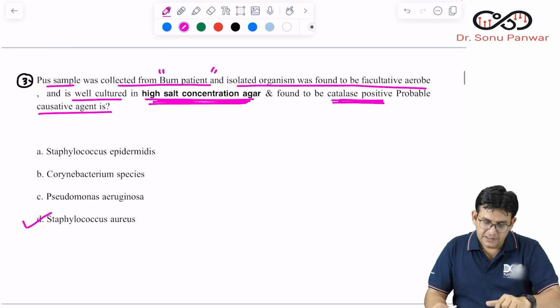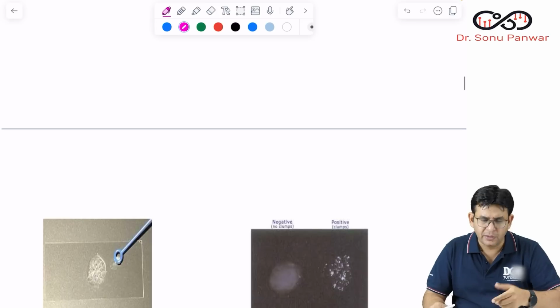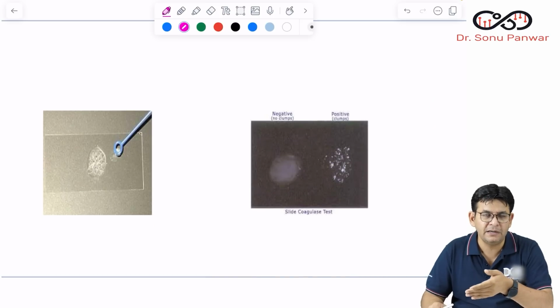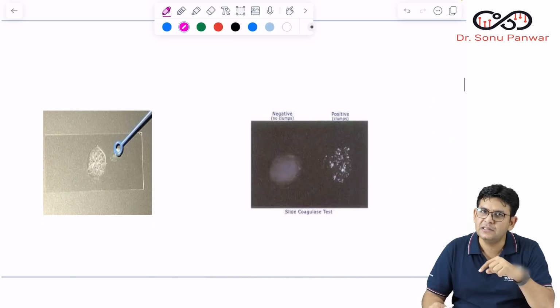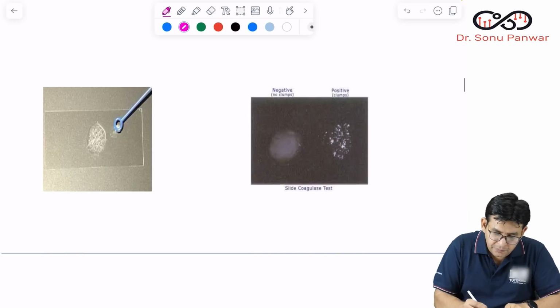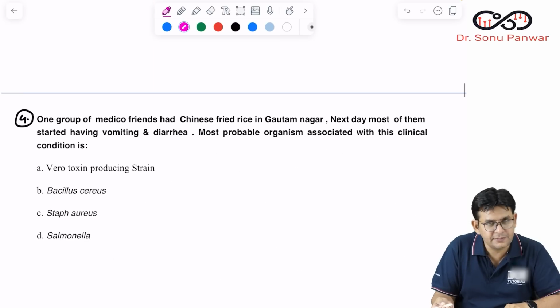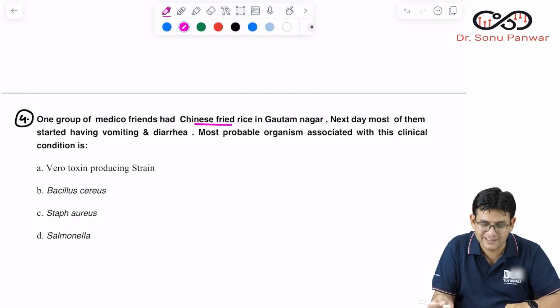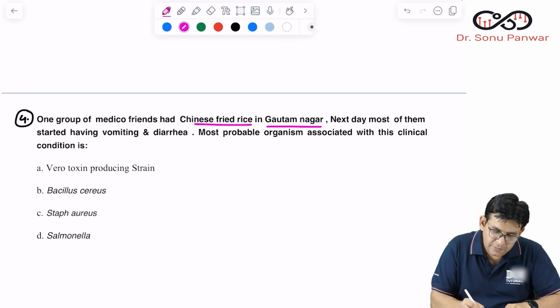Now, after this, catalase and coagulase tests they can also give, which will be more of a hint. But in this, it's all about the culture media, high salt content agar. Now, the fourth one: a group of medico friends had Chinese fried rice at Gautam Nagar. Next day, most of them started vomiting and having diarrhea.